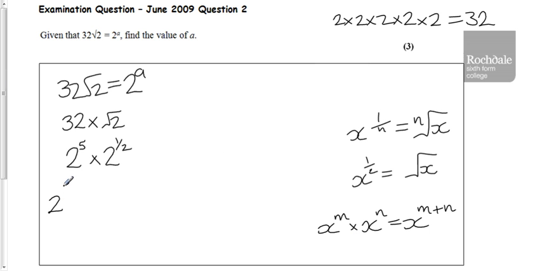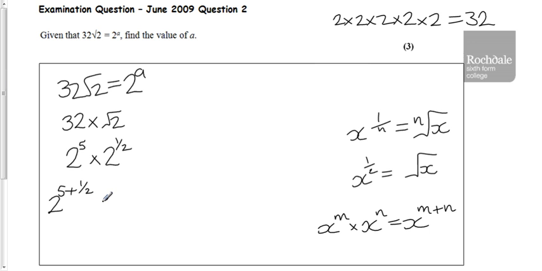So on the left-hand side, I'm going to add the powers. Notice the base doesn't change. x to the m times x to the n, the base, which is x, stays the same. So here the base of 2 stays the same. On the left-hand side, we now have 2 to the power 5 plus a half.